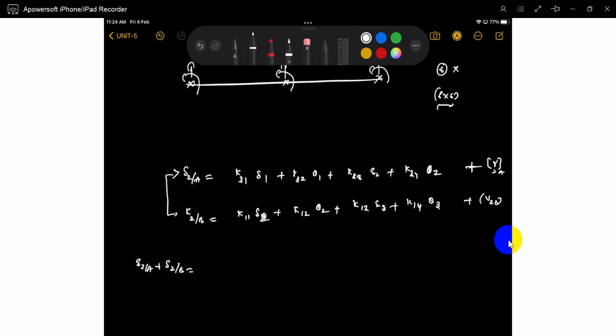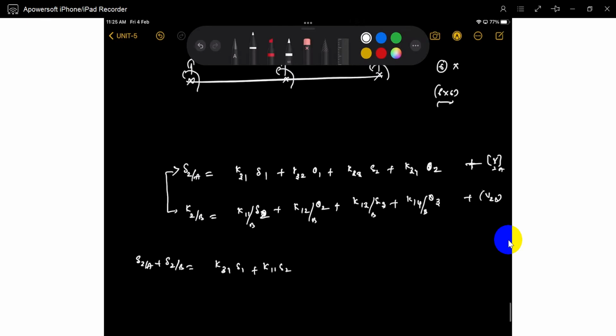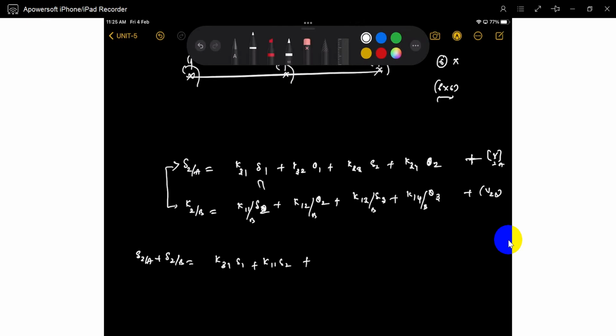You will get what? K31 delta 1. This K11 delta 2. Here, this is for B element. Okay. This is for A element. So this one add. This one, everything you can add it. Just observe it. These delta 2 are the same. Are understood? This theta 2 is the same. Okay. These are the same.